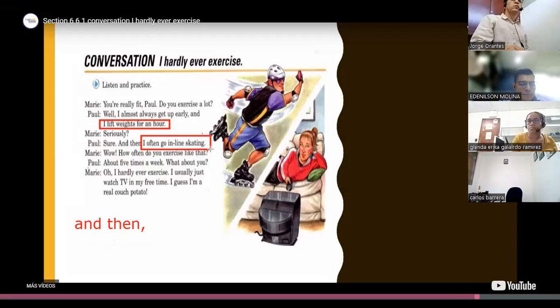Digamos que estamos presentando una receta. Usamos ese tipo de palabras. Now, and then, and finally. Son como linking words, palabras para unir secuencia. En este caso, y luego. Porque está hablando de dos tipos de actividades que hace. And what is the other one?